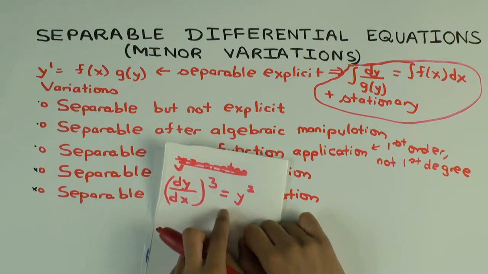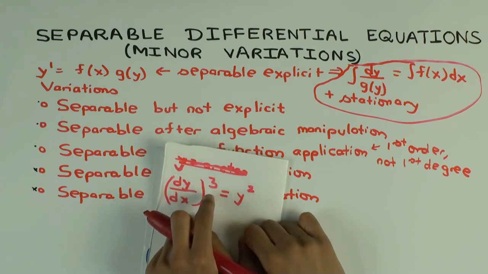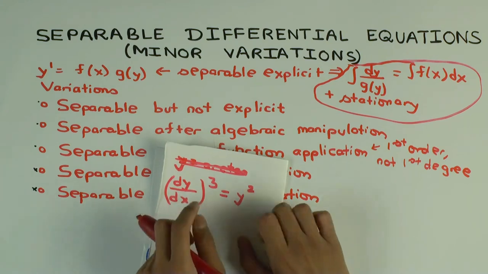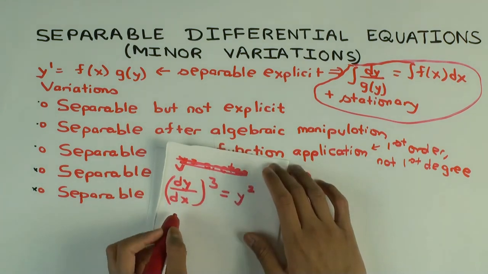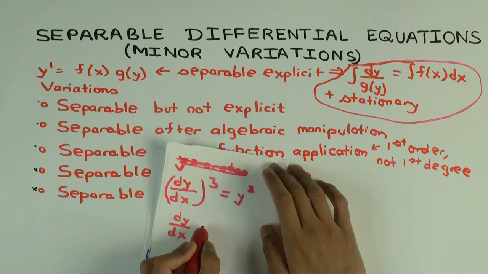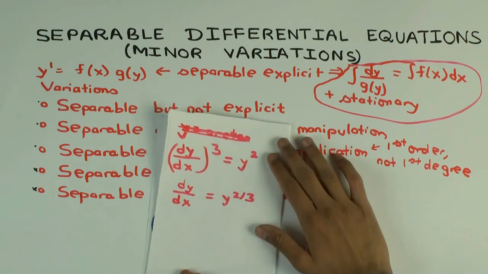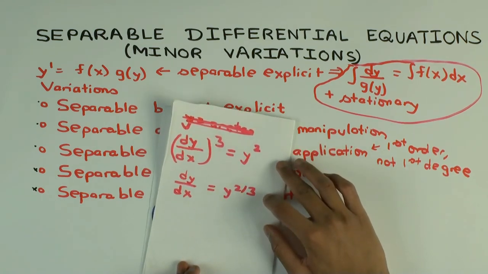Right? So what you need to do is, first of all, get rid of this cube here. Well, how do you do that? You take cube roots of both sides. So what happens when you take cube roots of both sides? You'll get dy/dx is y squared to the 1/3, which is y to the 2/3. Now this is separable. In fact, dy/dx is purely a function of y. The function of x is just 1. Okay? So this is already in a separable form.